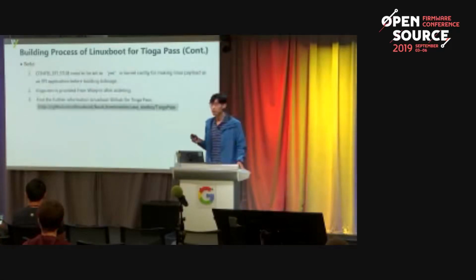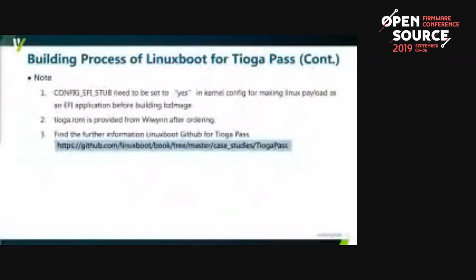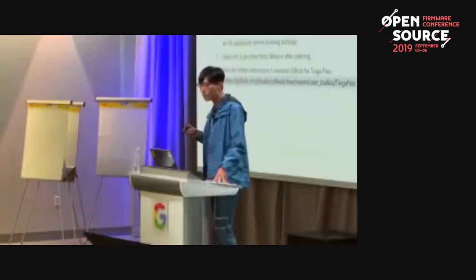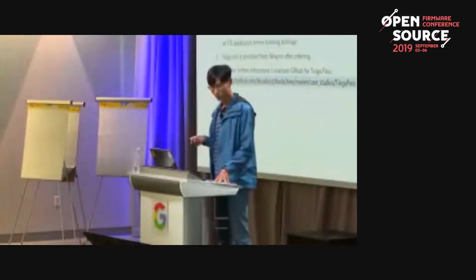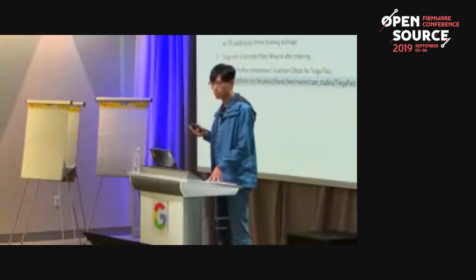Here are the notes. First, you need to configure this config to set to yes in the kernel config for making linuxboot an EFI application before building the image. Second, the UEFI of Dialog Path is provided from WinWin after ordering. Third, you may also find further information from this link.